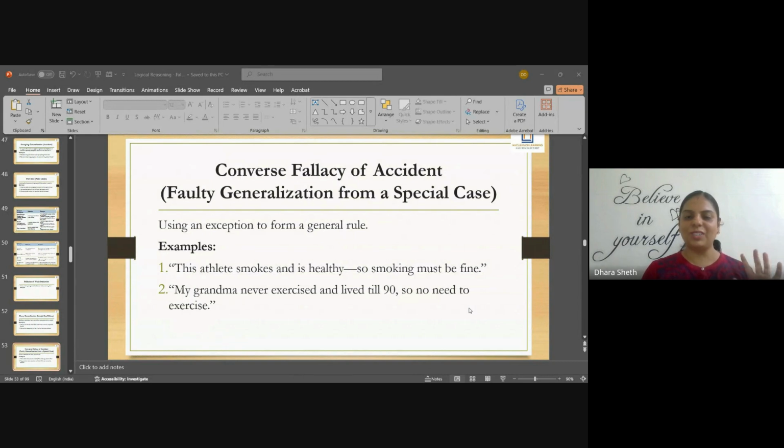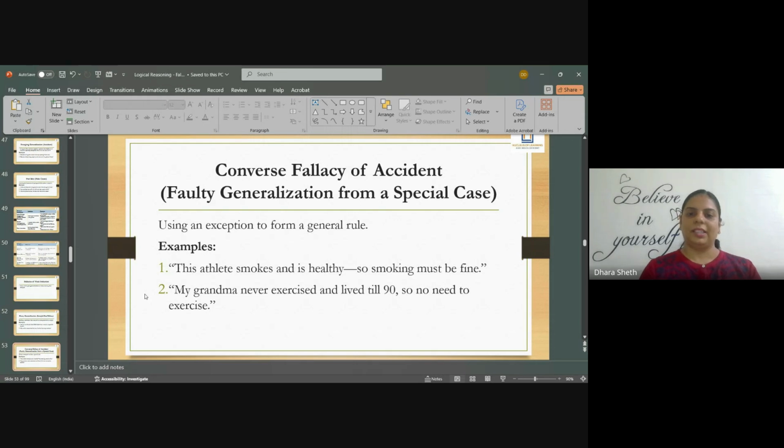Relating with examples from life probably makes it easier to understand, right? So that's the only reason. Baki your life, your wish. Faulty generalization from a special case. Clear with this converse fallacy of accident?